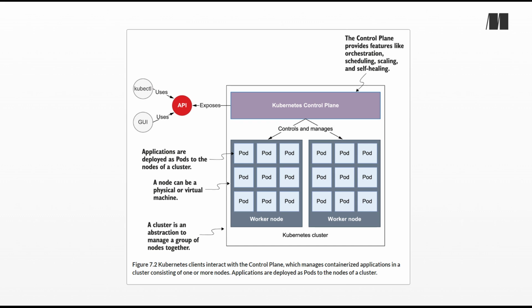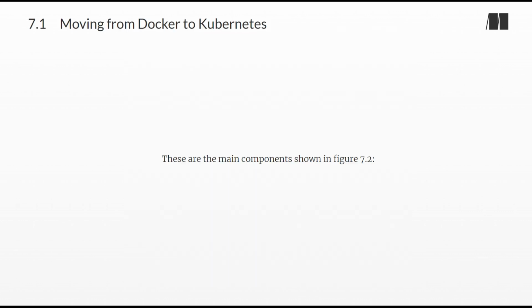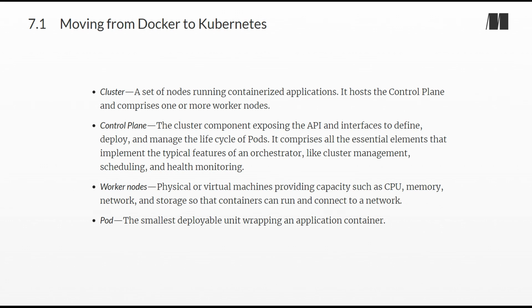Figure 7.2 shows the logical infrastructure when we use Kubernetes. Figure 7.2. Kubernetes clients interact with the control plane, which manages containerized applications in a cluster consisting of one or more nodes. Applications are deployed as pods to the nodes of a cluster. These are the main components shown in Figure 7.2. Cluster, a set of nodes running containerized applications. It hosts the control plane and comprises one or more worker nodes.